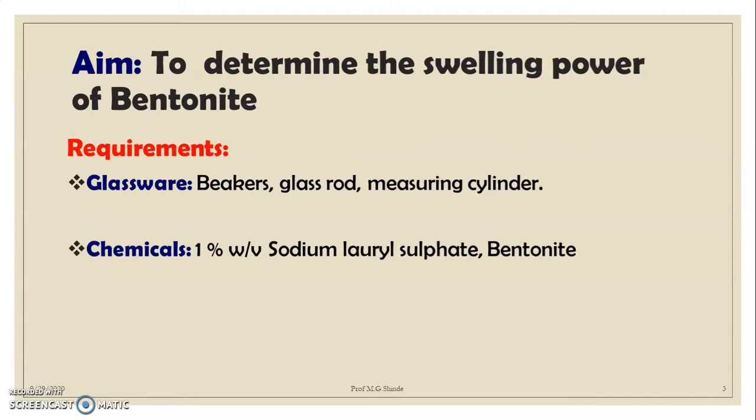For performing the practical, we require the following requirements. First of all, glasswares. We require beakers, glass rod, 100 ml measuring cylinder. Apart from this, we require chemicals: 1% weight by volume sodium lauryl sulfate solution, bentonite and distilled water.